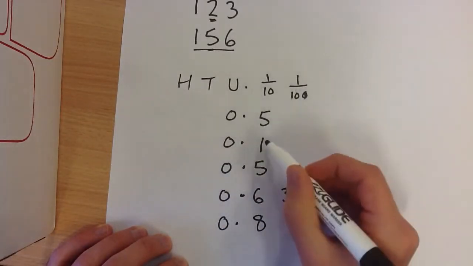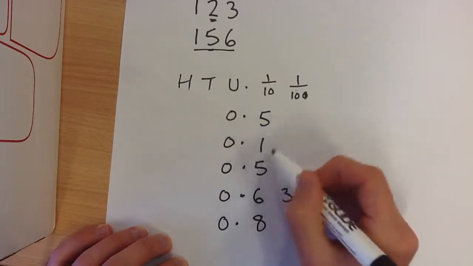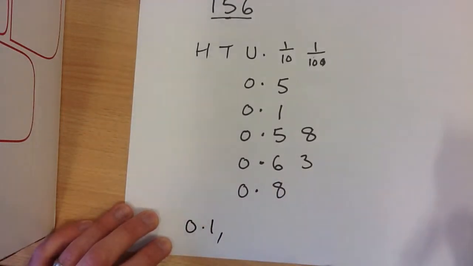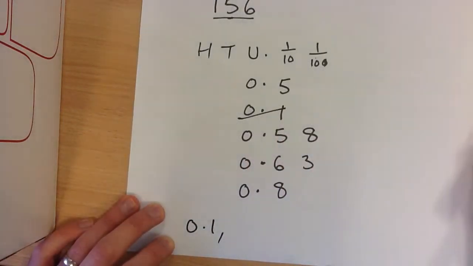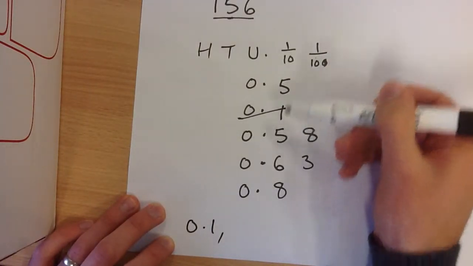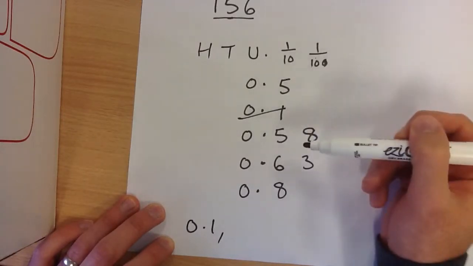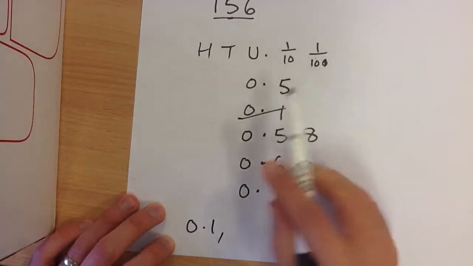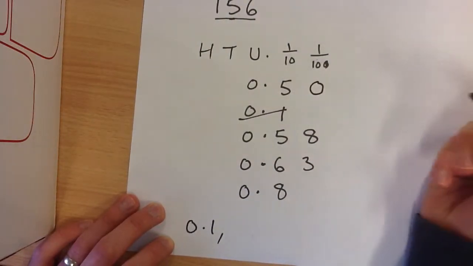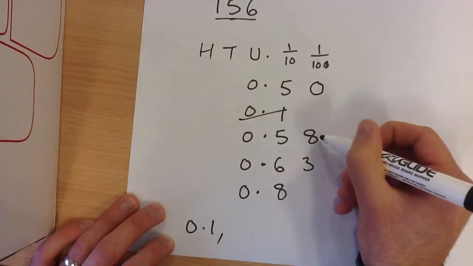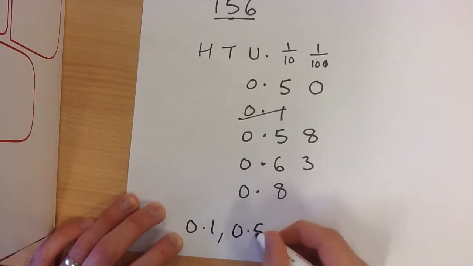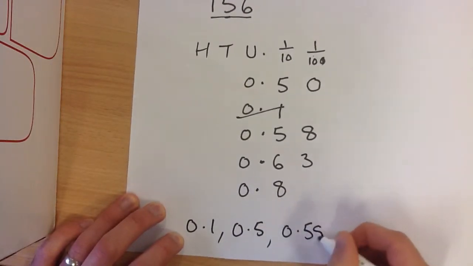So they all have no units, so I have to look at the next column. Now 0.1 only has 1 tenth, so that is the smallest number. So that's 0.1 comes first if I'm going from smallest to largest. So I've done that one. And then I look, I've got 2 numbers with 5 tenths. So if they've both got 5 tenths, I have to look to the hundredths column. Well, this one has got no hundredths, and this one has got 8 hundredths. So this is the smaller number. So that's 0.5 comes next, and then 0.58 comes after that.